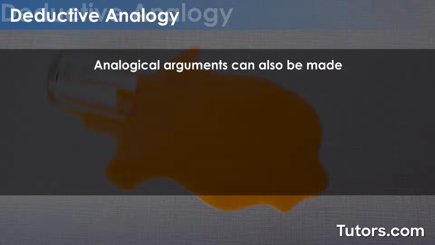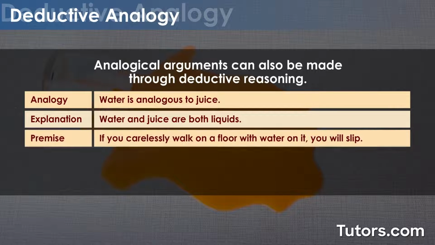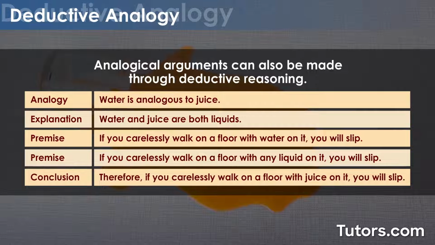Analogical arguments can also be made through deductive reasoning. Through this approach, the premises lead to a correct conclusion. This example uses analogical deduction.